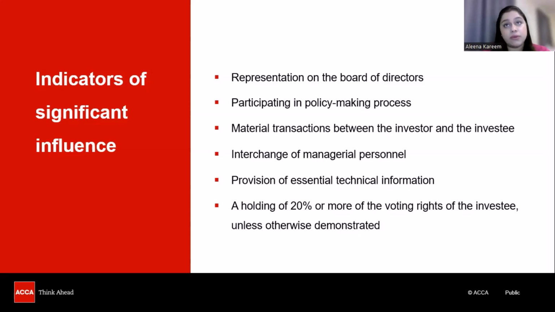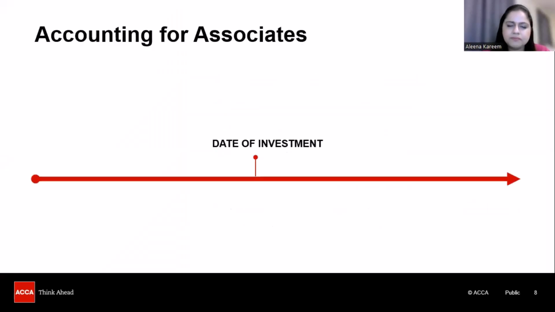At times, from a theoretical point of view, the percentage shareholding may be less than 20%. But because of any other arrangement, like exchange of managerial personnel or representation on the board of directors, there still may be an associate relationship. However, from your exam point of view, in the mathematical questions, the examiner facilitates you by always giving a percentage when the concept of associate is tested. It's always greater than 20% and less than 50%.